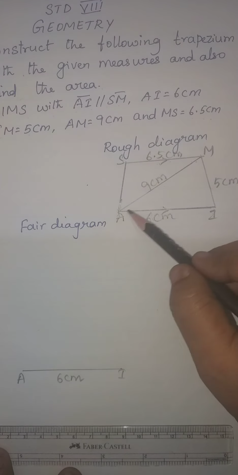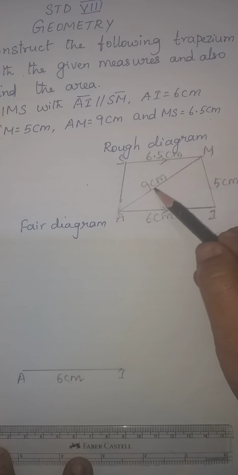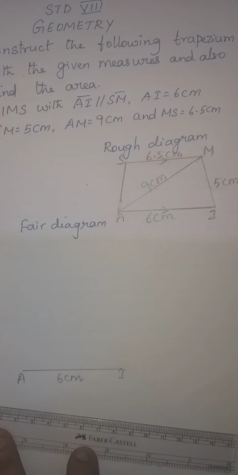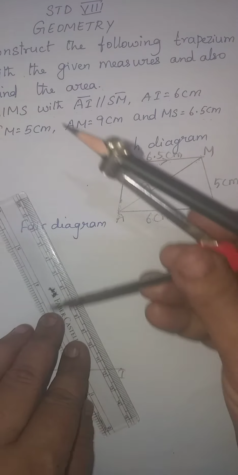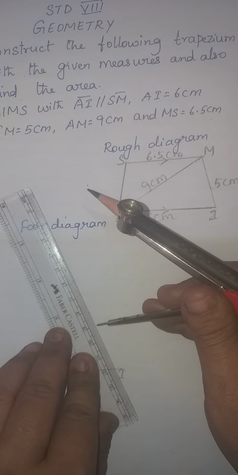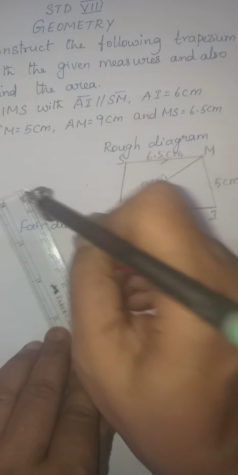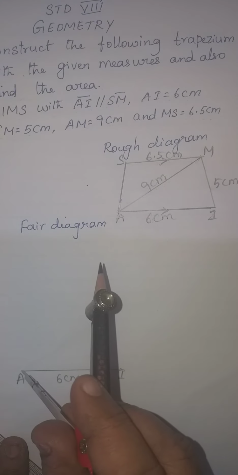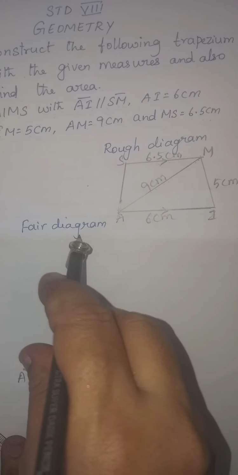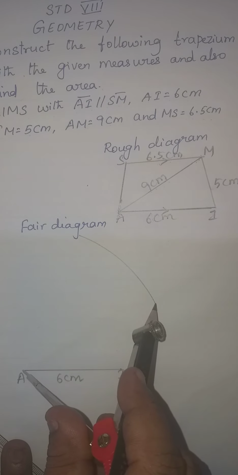Now you can see here AM is equal to 9 centimeter. So let us take 9 centimeters. Let us measure using ruler and compass 9 centimeters. Now with A as center, radius 9 centimeters, draw an arc.